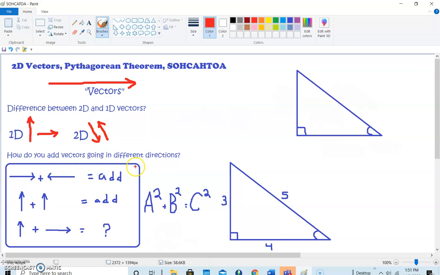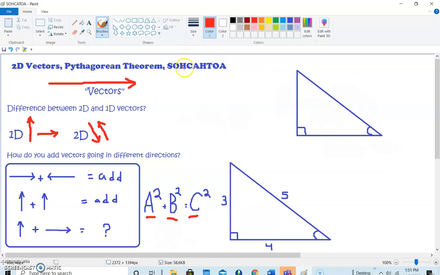How do you add vectors going in different directions? Well, for something looking like this, you would add. For something looking like this, you would also add. But this doesn't really look like this or this. So what do you do? Well, you do the Pythagorean theorem, which is a squared plus b squared equals c squared. For the Pythagorean theorem, you use something like this.